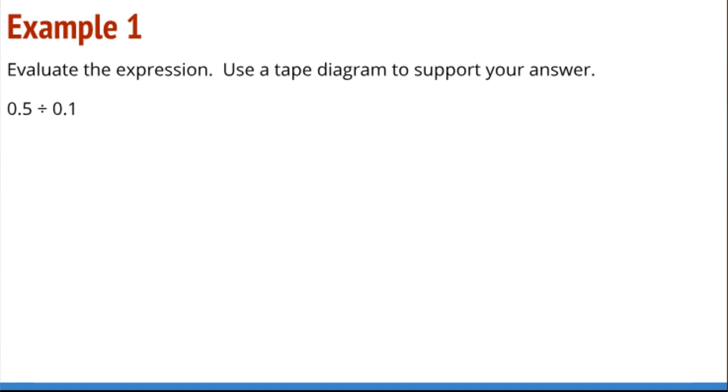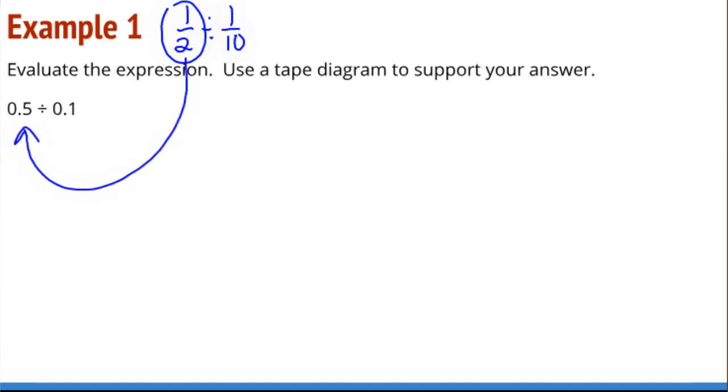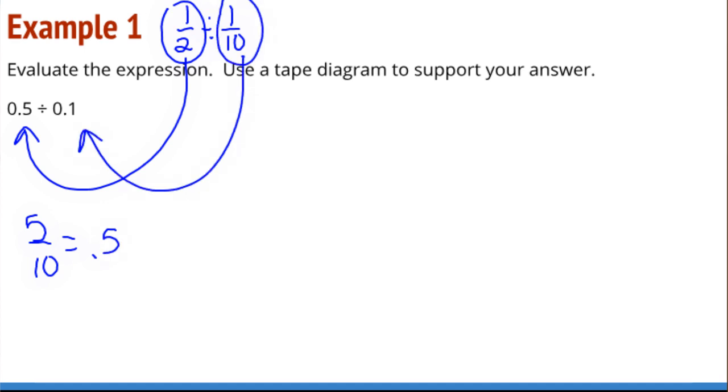So if we took 1/2 divided by 1/10 and we turned this into a decimal operation, half is equal to 5/10. We could do the fraction 5/10, which we know is equal to the decimal 0.5. And the fraction 1/10 becomes the decimal 0.1.